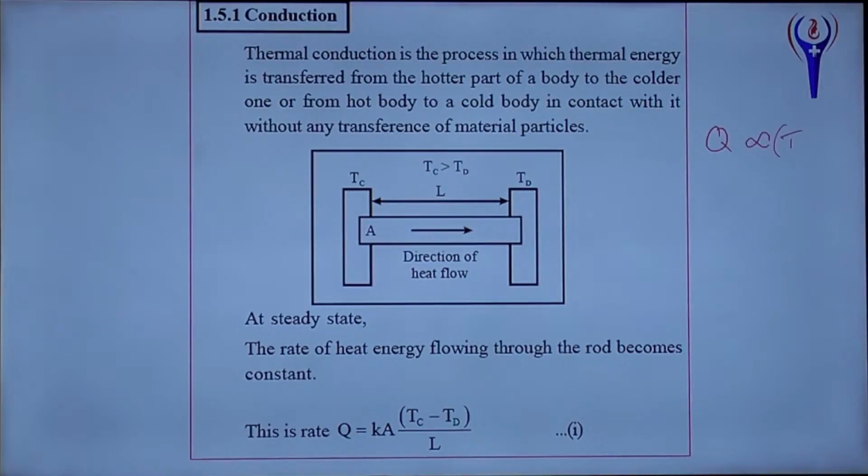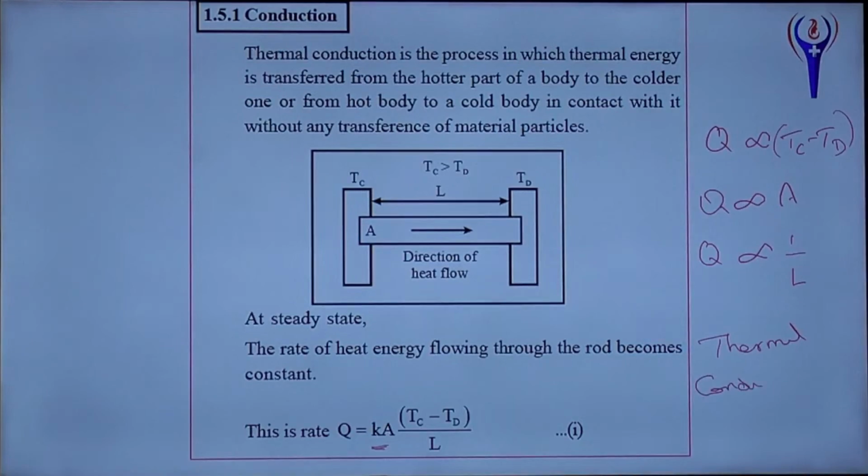When comparing Tc and Td, Tc will be greater. So Q is proportional to Tc minus Td, and also Q is proportional to the area of cross section, and Q is proportional to 1 by L, the thickness. By combining all these, Q is proportional to A (Tc minus Td) by L. By removing the proportionality, we get a constant, and that constant is K. K is called thermal conductivity, or coefficient of thermal conductivity.